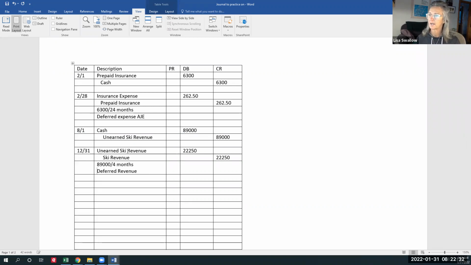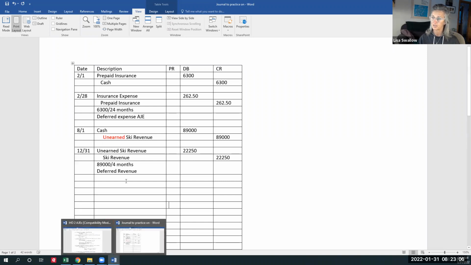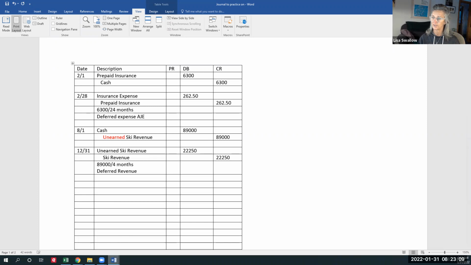Okay, so in this example, when they made the original journal entry, when she got the cash, it increased her asset of cash and it increased her liability. Again, remember, this word always means liability. She owed $89,000 worth of services. After 1 month of the ski hill being open, because it opened on December 1st, she's used up or paid off 1/4 of that liability, and she has earned revenue. And this was a deferred revenue AJE.